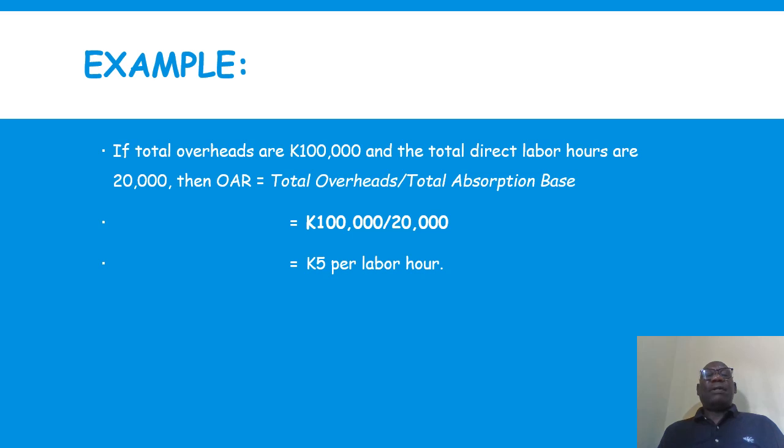If total overheads are 100,000 kwacha and the total direct labor hours are 20,000 in number, then the OAR is simply equal to, following the formula which I gave you in the preceding slide, total overheads divided by total absorption base. In this regard, if you look at the data in our question, total overheads are given as 100,000 kwacha, and the total direct labor hours are given as 20,000. So if we divide 100,000 kwacha by 20,000 labor hours, we are going to get 5 kwacha per labor hour.